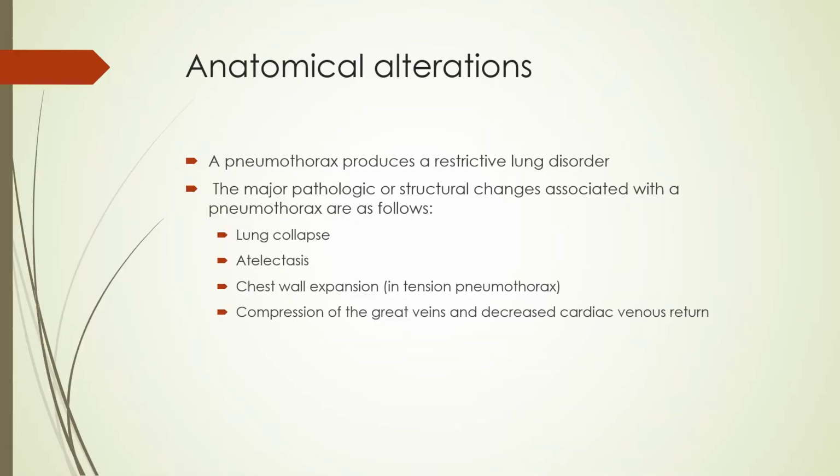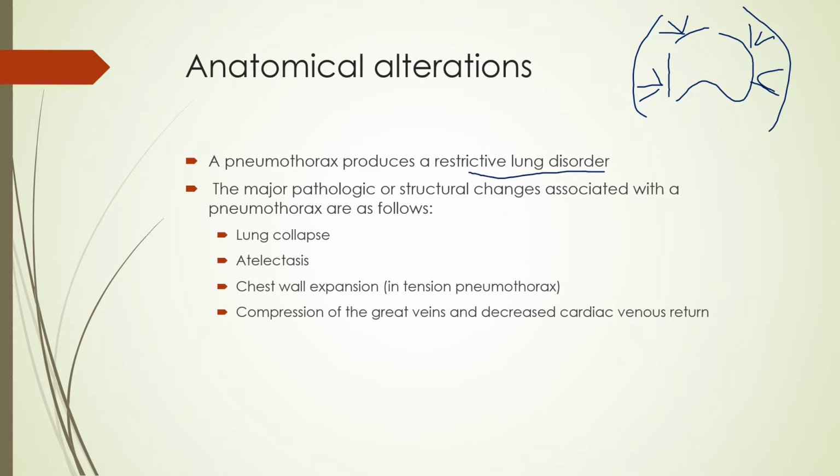All right, so what are some anatomical alterations that occur with a pneumothorax? This is going to be restrictive because remember, the lung tissue itself is being crushed, right? So the lung tissue is being restricted from moving. So this is a restrictive disorder altogether. So the major structural change, lung collapse. Atelectasis, right? The lungs will collapse, that pushes them together, which causes atelectasis.